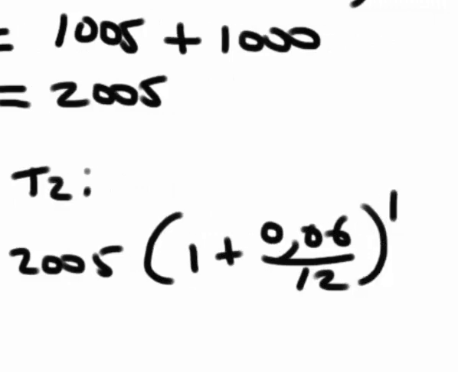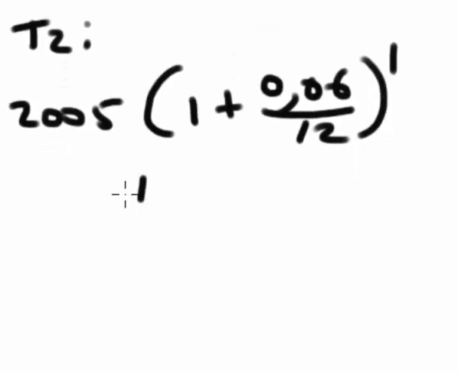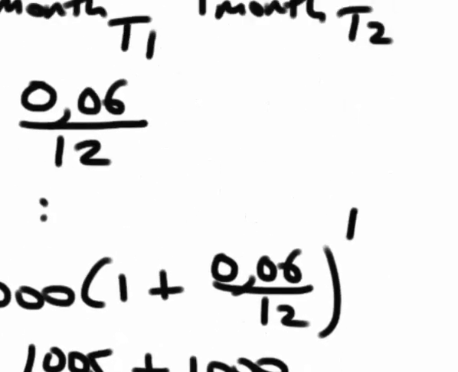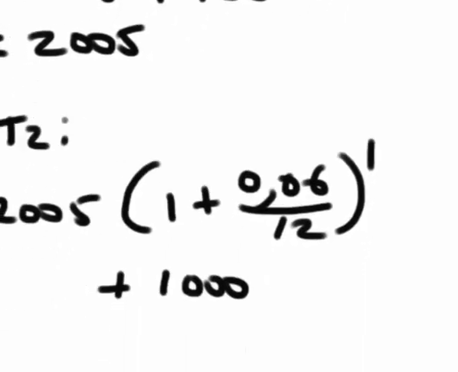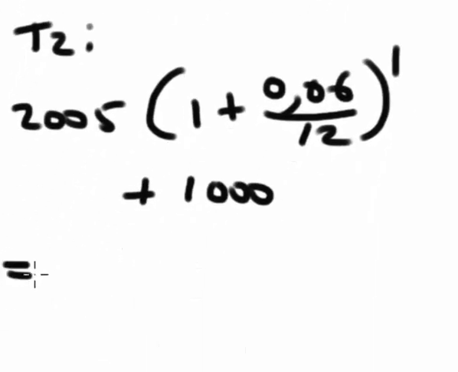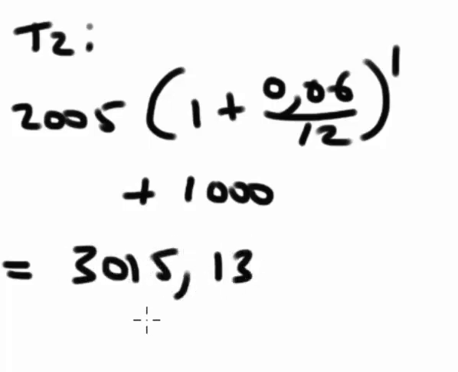And then what do we do? We add in the 1,000 rand at T2 there. So this money is going to grow, and then we add in that 1,000. And let's see how much money we will have accumulated. If we work this out in a calculator, it's 2,005 times (1 plus 0.06 over 12) to the power 1, add in the third 1,000 rand there, and we land up getting 3,015.13 if we round off to 2 decimal places.